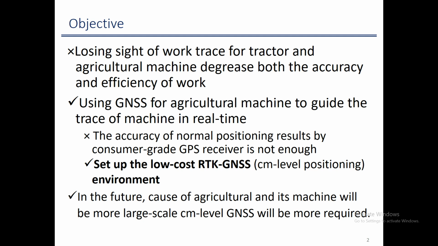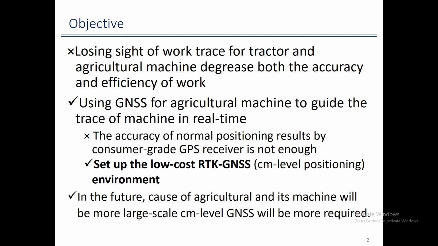This environment includes environments with no canopies and environments with no buildings. Canopies include buildings and trees. In the future, agriculture and its machines will be more large scale, so centimeter level GNSS will be more required.